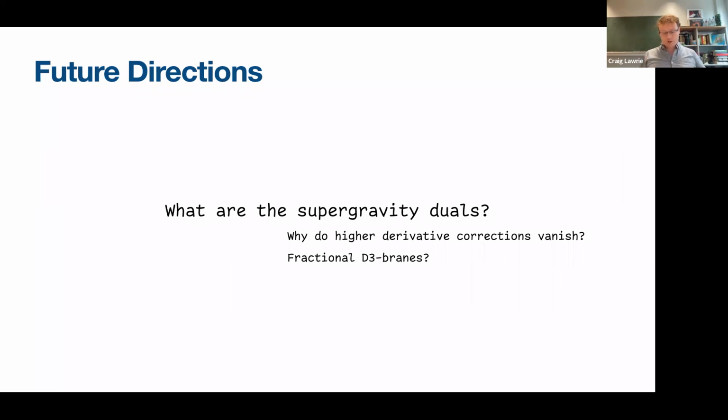So one of the interesting things about these kind of theories, where you have identical central charges, is that there must be all of these complicated or clever cancellations in any supergravity dual. So why do all of these higher derivative corrections, these R² terms, vanish? It's sort of tempting to speculate there's something to do with fractional D3 branes. But I'm not going to say anything further about that. This is sort of something we're thinking about at the moment.